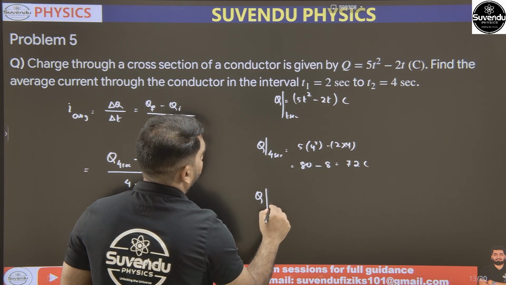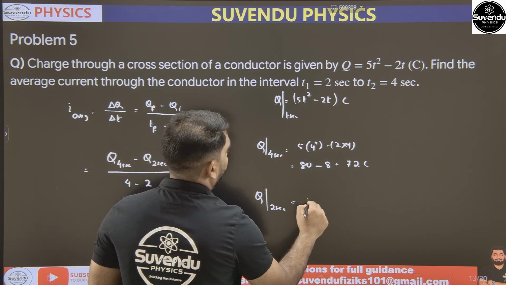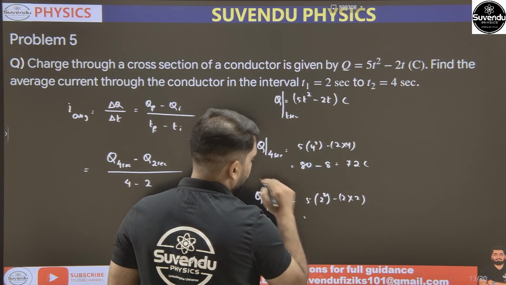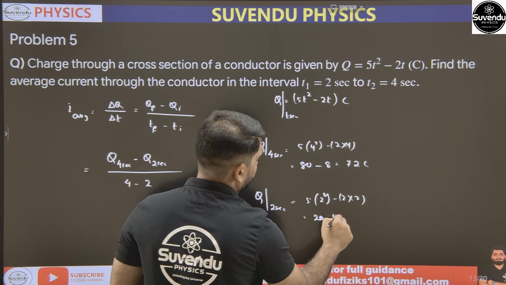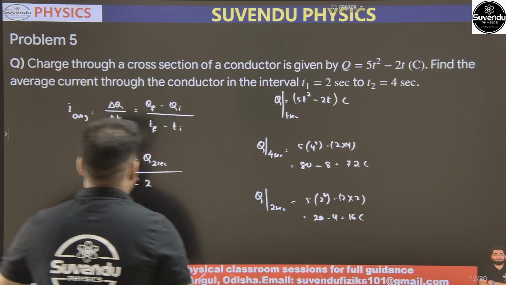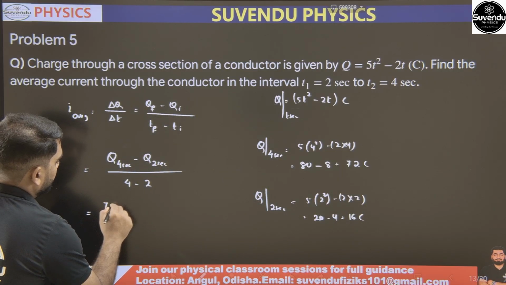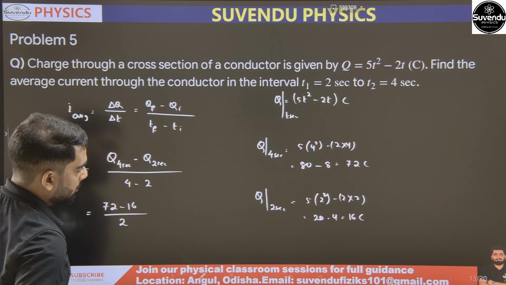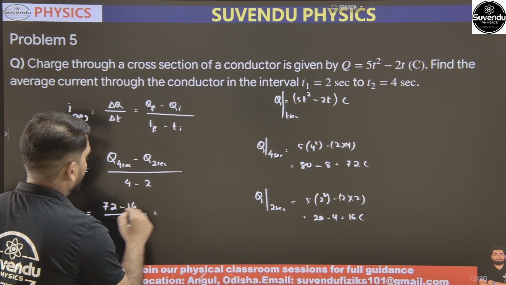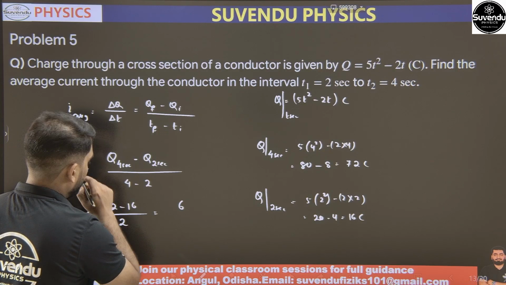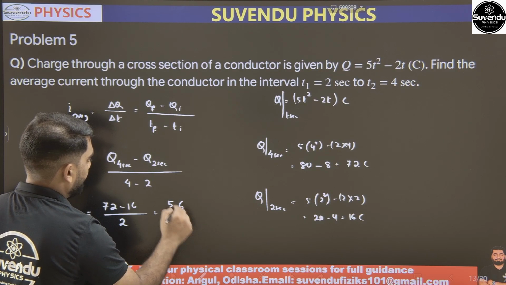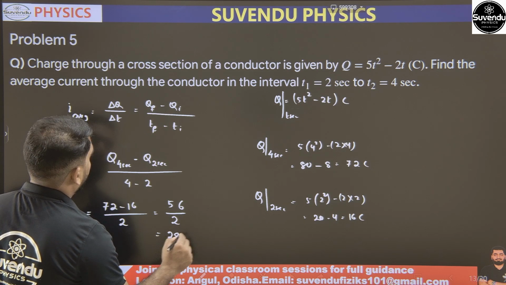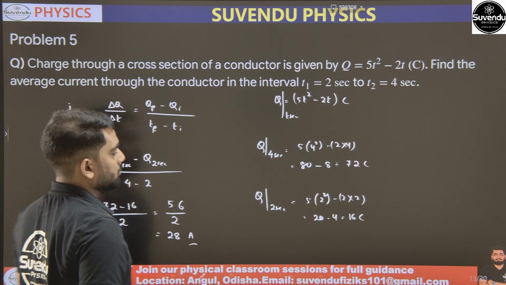And Q at 2 seconds is 5 into 2 square minus 2 into 2. That means 20 minus 4, that is 16 coulomb. Now putting the respective values, 72 minus 16 divided by 4 minus 2, which is 2. Is that clear to all of you? Then it will be 56 by 2, that is 28 ampere.